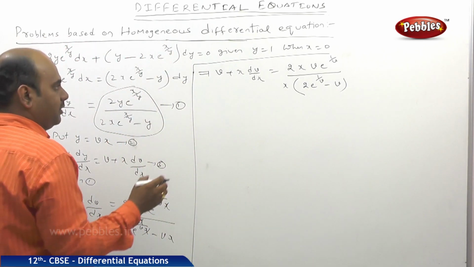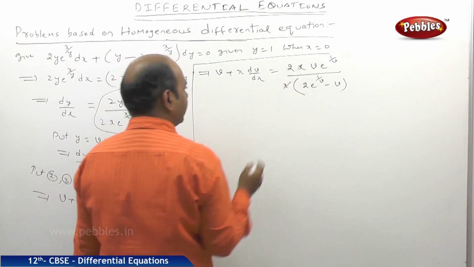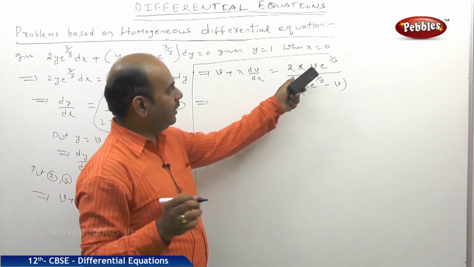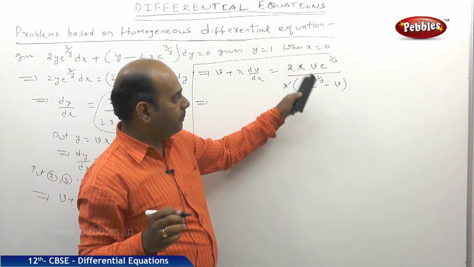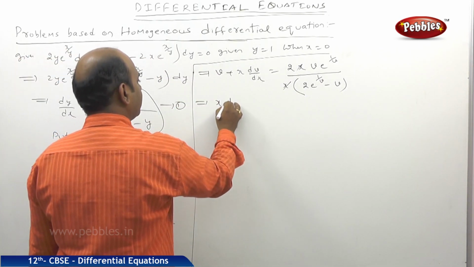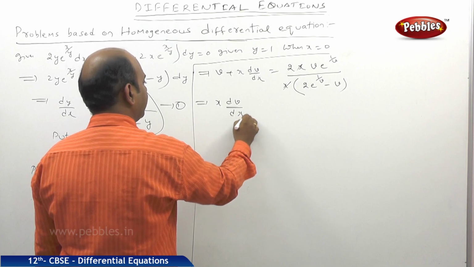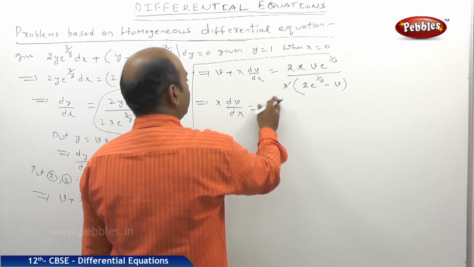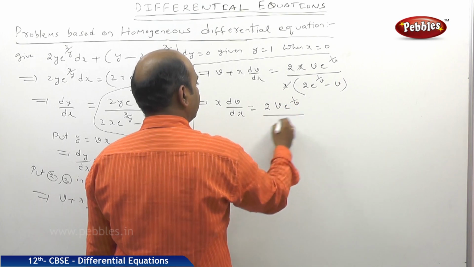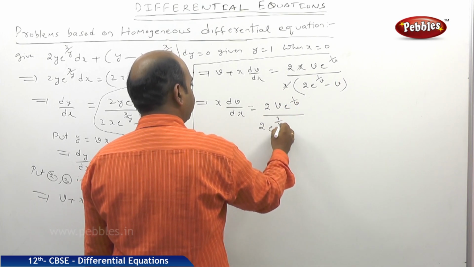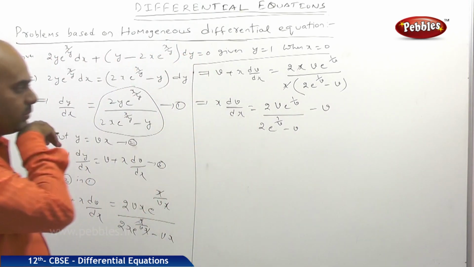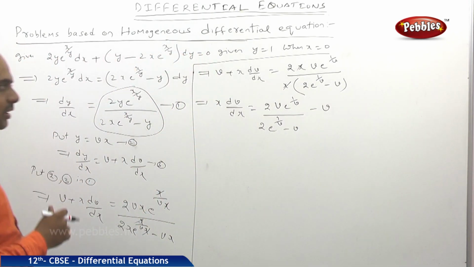See how beautifully the calculation is coming. I think x will be getting cancelled. Finally, there remains 2v e power 1 by v upon 2 e power 1 by v minus v. So v I can send to that side. So x into dv by dx is equal to, what happens? 2v e power 1 by v minus 2 e power 1 by v minus v, and here minus v. I think you are clear.